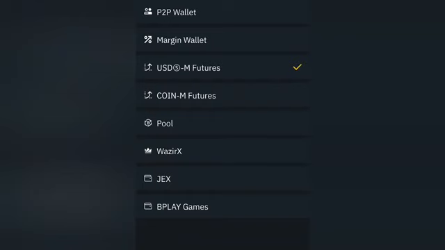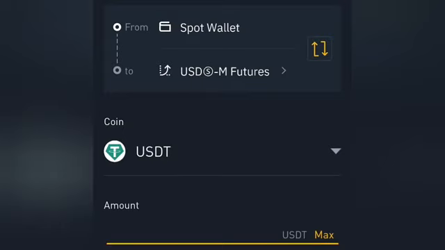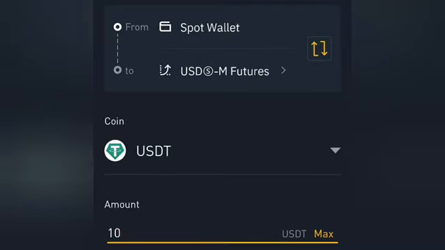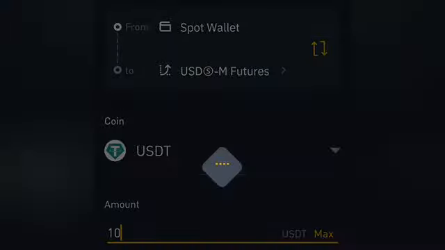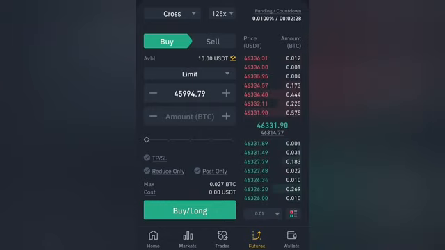You would have to change it to USDM futures. What this shows right here is that you are about to transfer USDT from your spot wallet to your futures wallet. Now you would have to click on any amount. For example, in this video I am going to use $10. Now you click on transfer. As you can see right there, I have successfully transferred 10 USDT from my spot wallet.